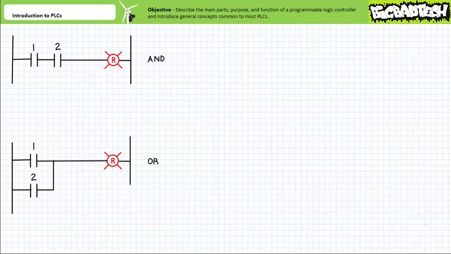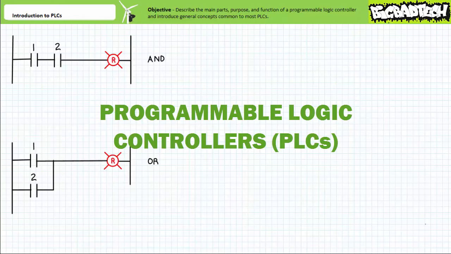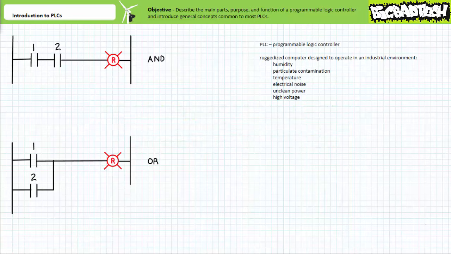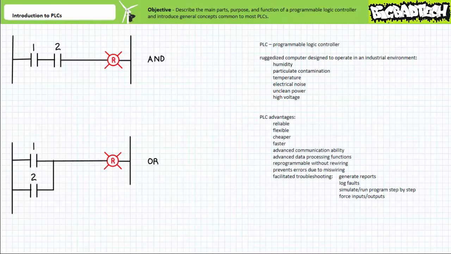Traditional hardwire relay-based ladder logic, however, is progressively being replaced with reprogrammable devices known as Programmable Logic Controllers, or PLCs. A PLC is essentially a ruggedized computer designed to operate in an industrial environment characterized by wide ranges of humidity, particulate contamination and temperature, electrical noise, unclean power, and higher voltages. PLCs are designed to replace hardwired relay-based ladder logic because they are more reliable, flexible, cheaper, faster, can communicate more effectively, and perform advanced data processing functions.